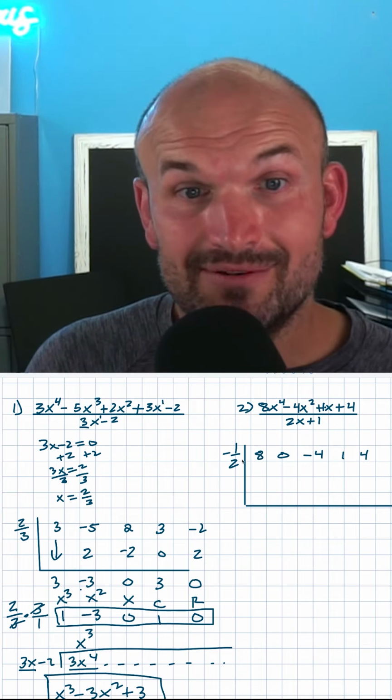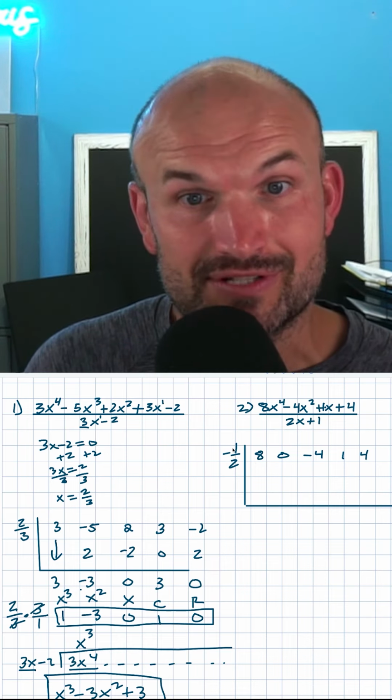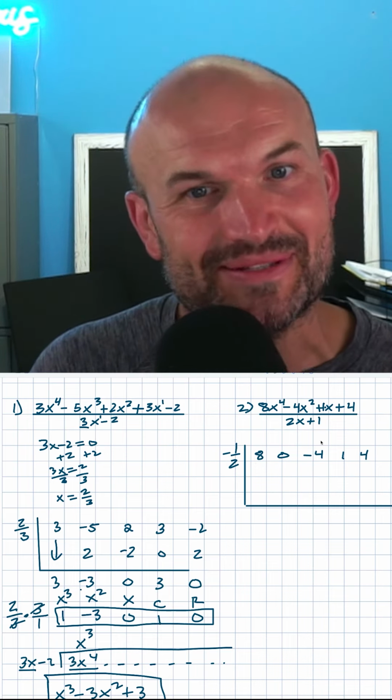So now we have our correct k, which is going to be -1/2 because we set the denominator equal to 0, and we have the correct coefficients because we used our placeholder.